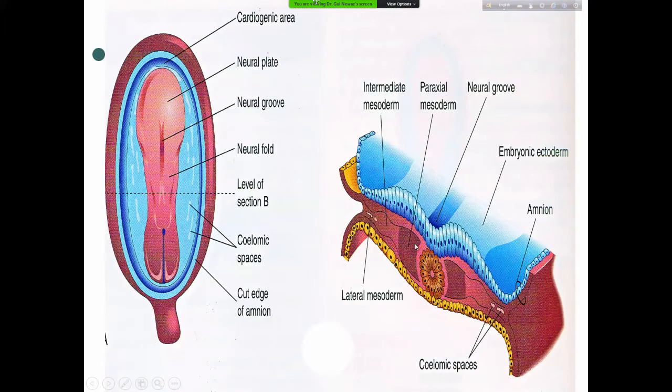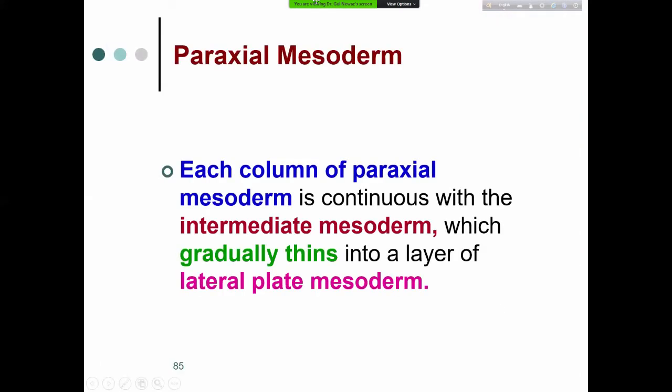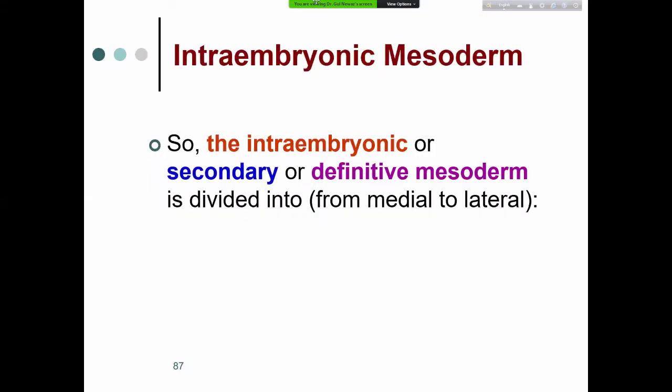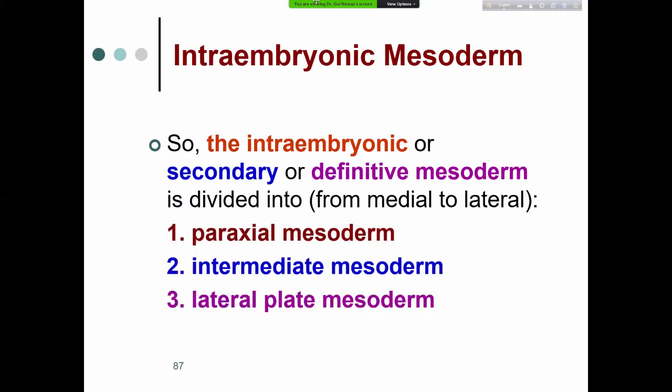So mesoderm differentiates itself into paraxial mesoderm, intermediate mesoderm, lateral plate mesoderm. Here also it is the same: paraxial mesoderm, intermediate mesoderm, lateral plate mesoderm. So each column of paraxial mesoderm is continuous with intermediate mesoderm, which gradually thins to form lateral plate mesoderm. So the intraembryonic or secondary or definitive mesoderm is divided into, from medial to lateral, the paraxial mesoderm, the intermediate mesoderm, and the lateral plate mesoderm.